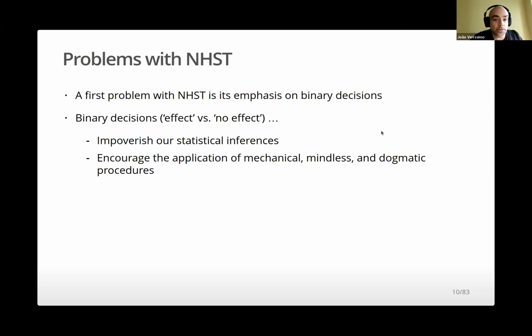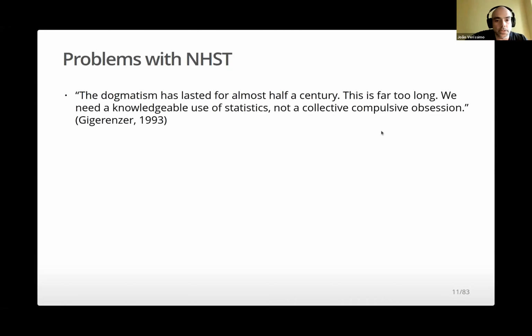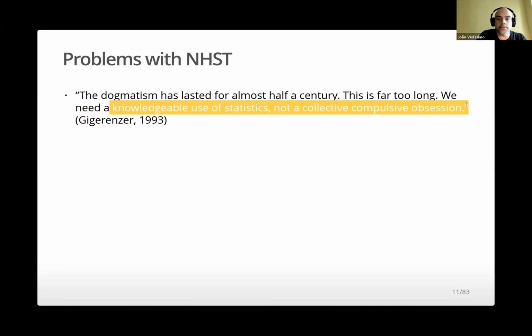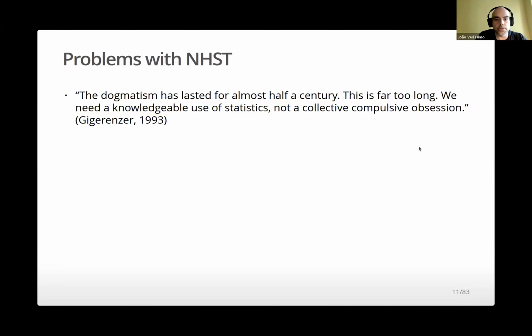Like Stefano said in his presentation, there's a lot of problems with this mentality, and it really encourages a bit of lack of thinking, so to speak. This has long been pointed out, for example, by Gigerenzer already in 93. He already said that this dogmatism, this obsession with the p-values had lasted already half a century, and that we needed knowledgeable use of statistics rather than a collective compulsive obsession that the field seems to have fallen into.